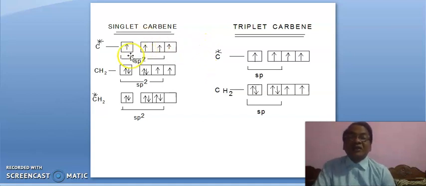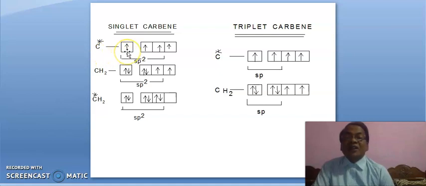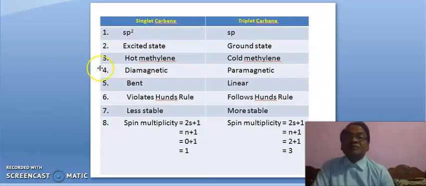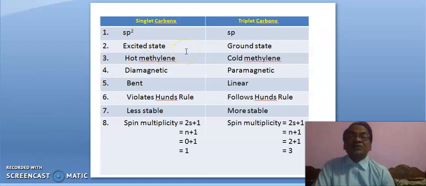In singlet carbene, there are 4 electrons in the outermost orbit of carbon, and in the excited state there is 1 electron each in 2s, 2px, 2py, 2pz: 1, 1, 1. Singlet carbene is sp2 hybridised. Here we have put the difference between singlet carbene and triplet carbene.